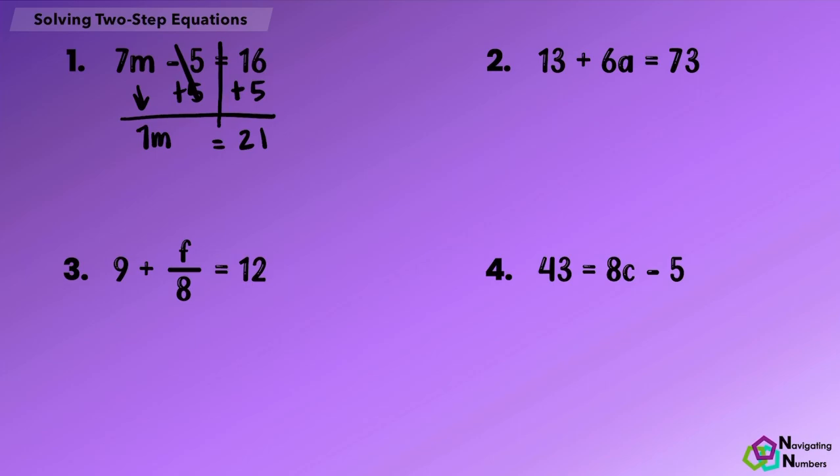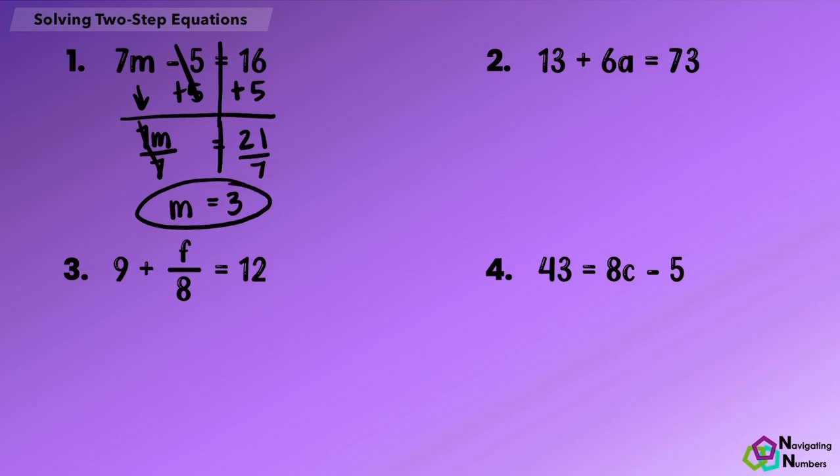So now we're left with multiplication. So to undo the multiplication, we use the inverse, which is to divide. So let's divide both sides by 7. So m is equal to 3.